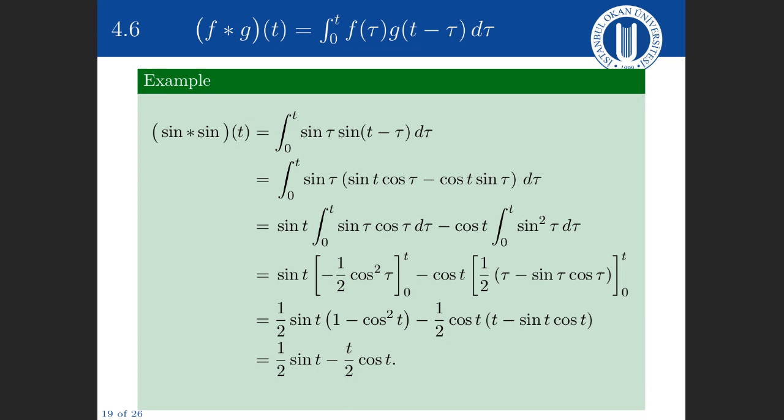Something we can note from this example is, in general, f convoluted with f is not always positive. We look at sine convoluted with sine. Sine t is sometimes positive, sometimes negative. Cos t is sometimes positive, sometimes negative. So sine convoluted with sine will be sometimes positive, sometimes negative.